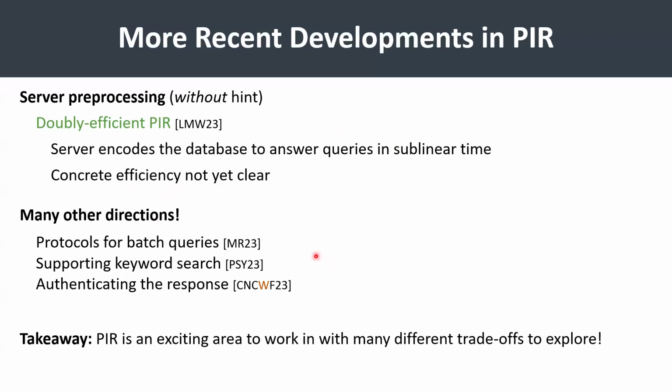Yeah, so just to wrap up, there's a lot of other directions that people have been exploring for PIR. So looking at handling batch queries, supporting keyword search, doing some kind of authentication. There are a lot of other ways that we can augment basic private information retrieval protocols to have stronger and better efficiency and security properties. And these could be useful for different applications. So I think it's a very exciting time to work in PIR.